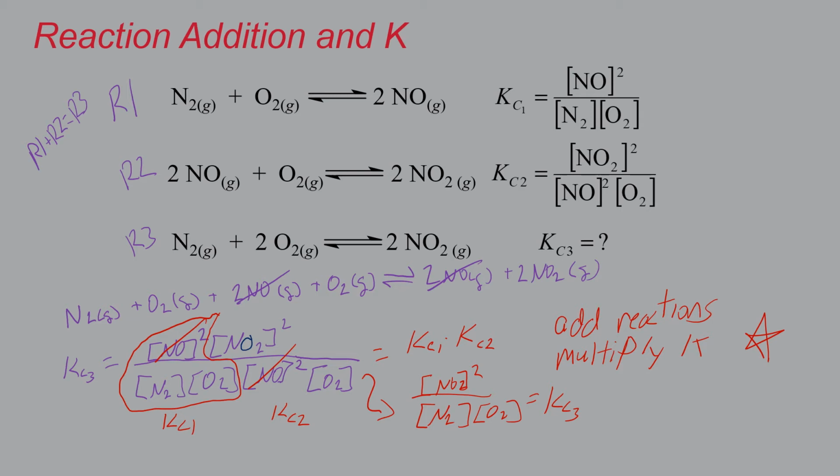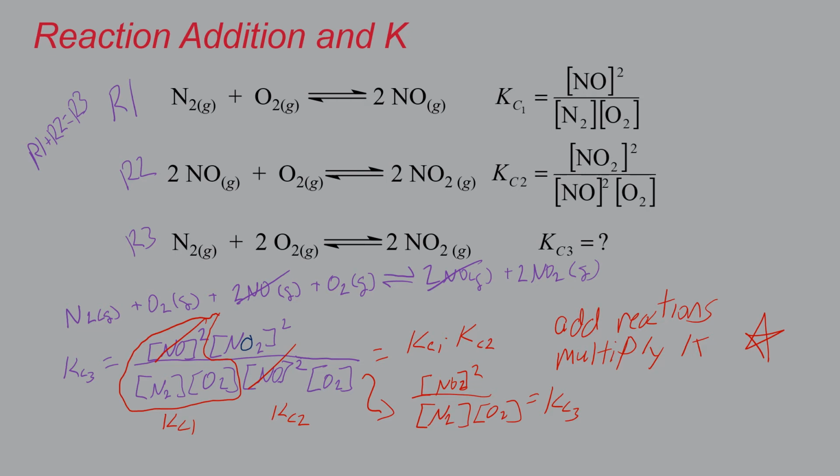So now we've got 3 manipulations. We know that if you double a reaction or multiply a reaction, you raise the K to that particular power. If you reverse a reaction, you invert K. And now if you add a reaction, the equilibrium constant for the sum reaction is the product of the equilibrium constants for the individual reactions.